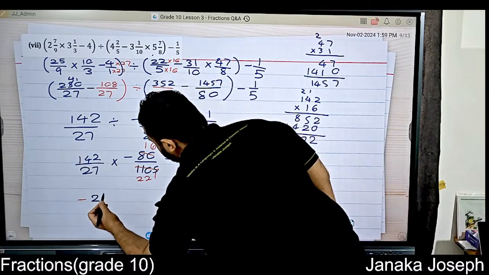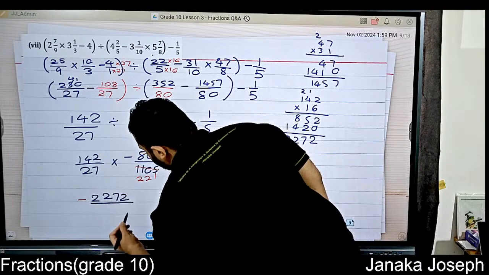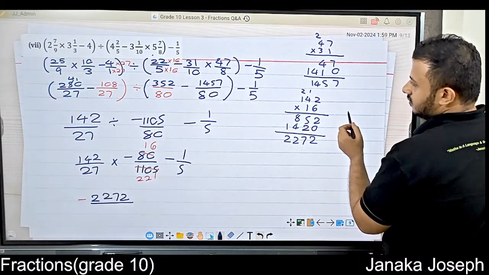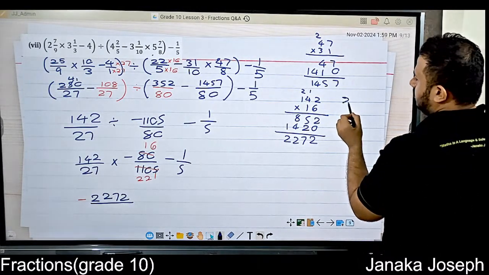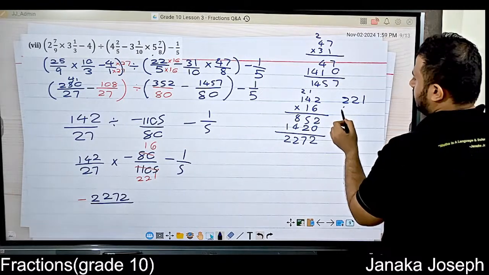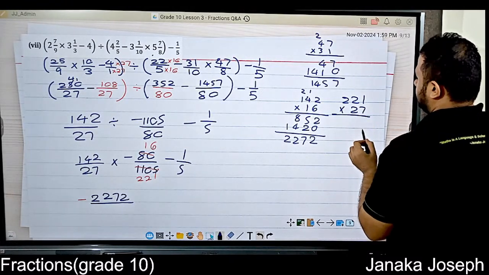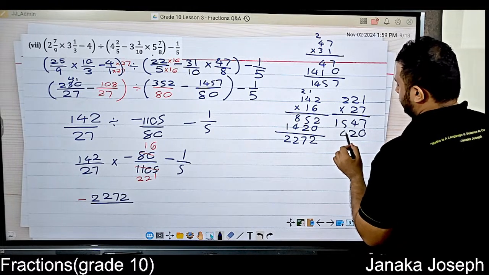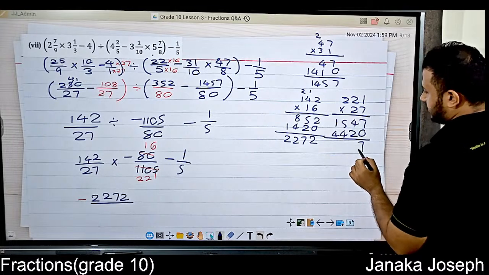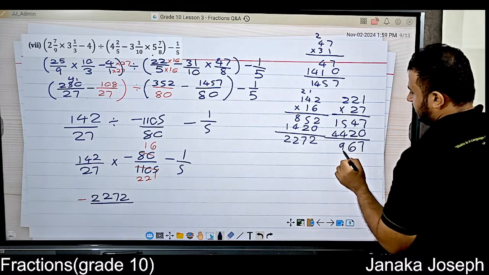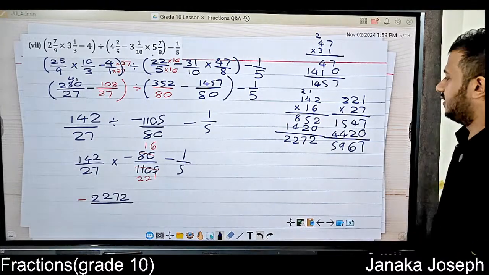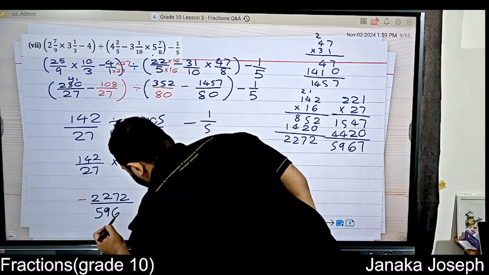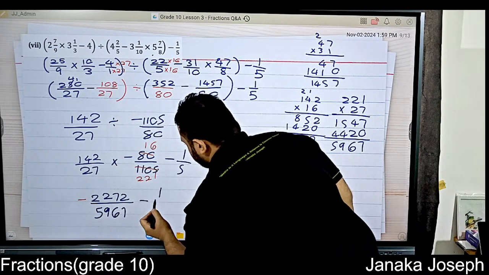Two and a 2 and a 7 and a 2 over 2, 2, 1 multiplied by 27. That's going to be a 7, 14 and a 15, 0, 2, 4, 4. And that will give me a nice 5967. 5967 minus 1 out of 5.